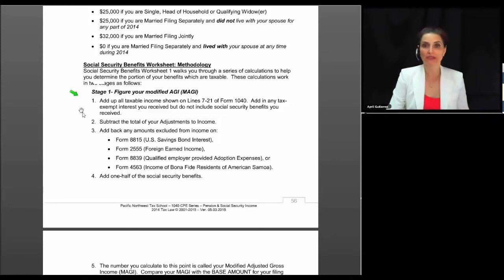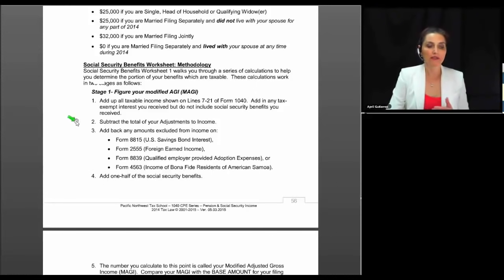Super simple if you ask me. You don't even need a worksheet to figure it out. What we do in stage 1 is we add up all of the taxable income shown on lines 7 through 21 of your 1040 and add in any tax-exempt interest that's showing on line 8B of your 1040. But do not include any of the Social Security benefits in that calculation.